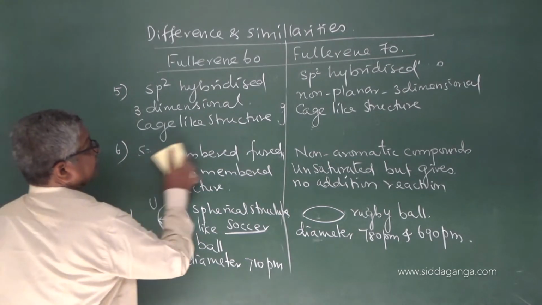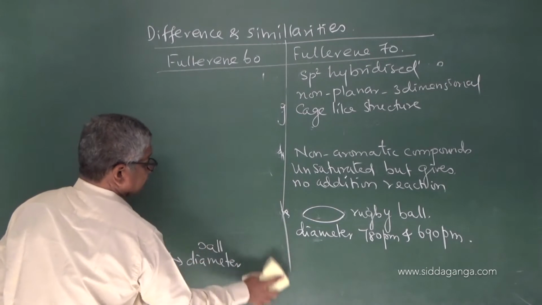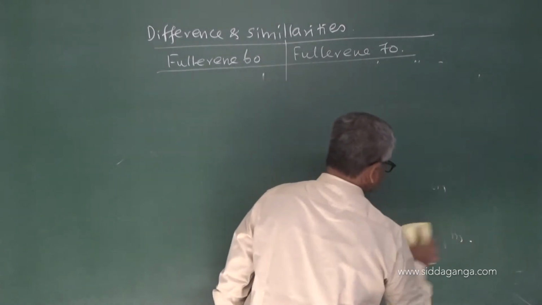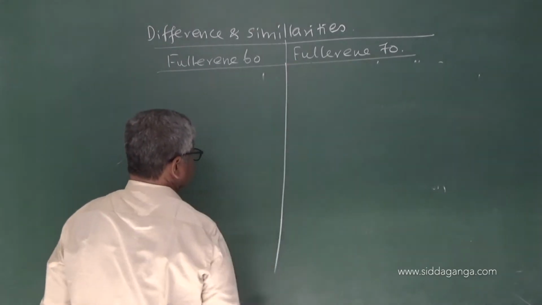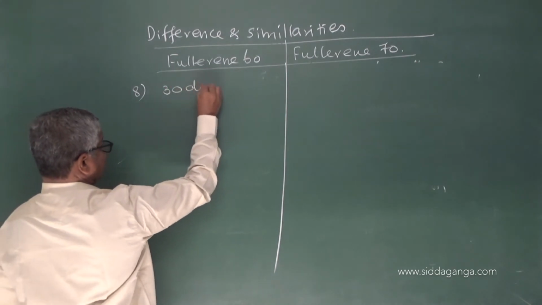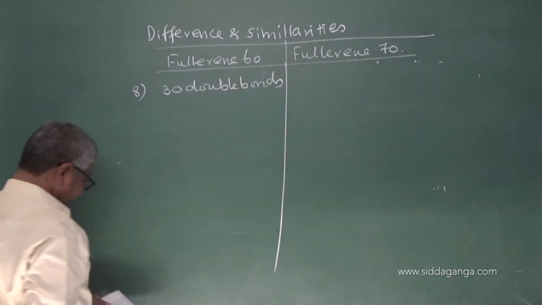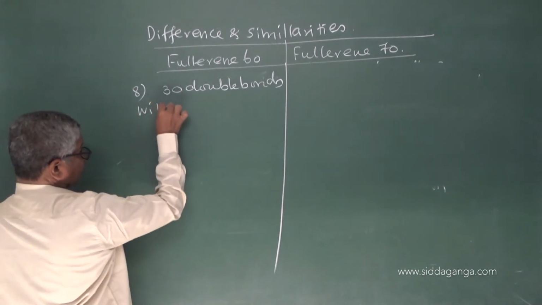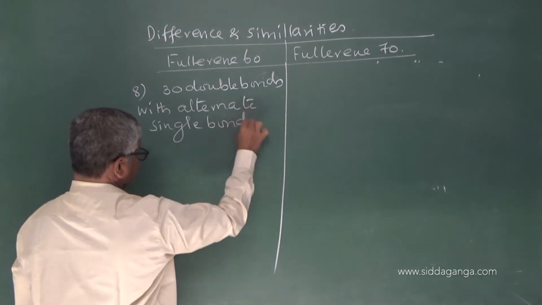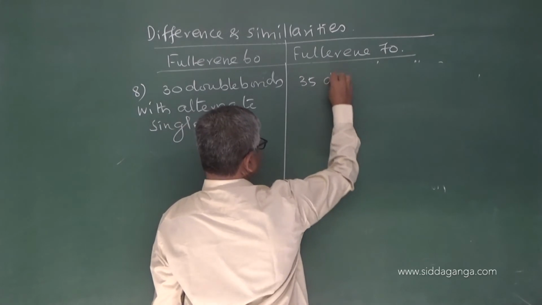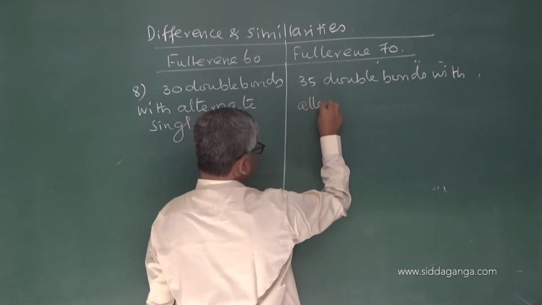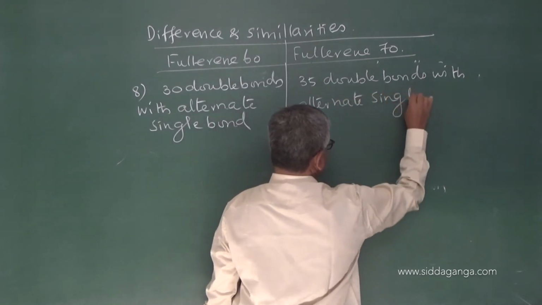In the next point, fullerene 60 has 30 double bonds with alternate single bonds. And fullerene 70 has 35 double bonds with alternate single bonds.